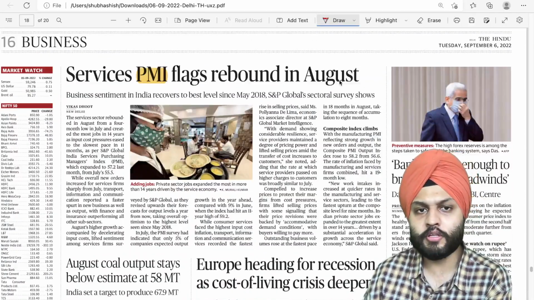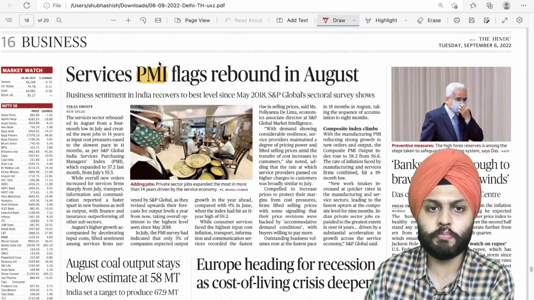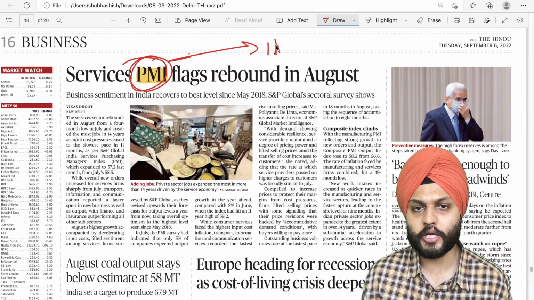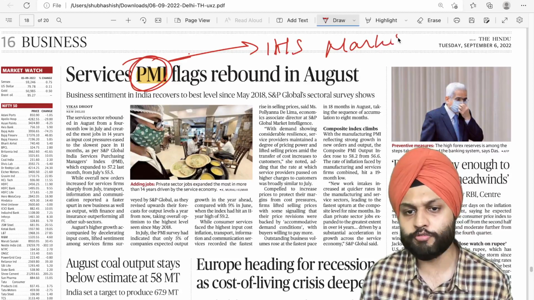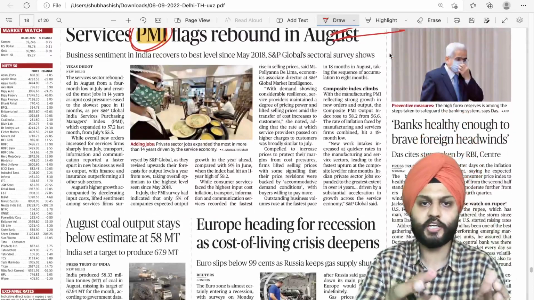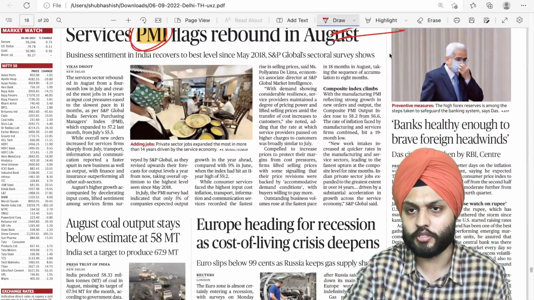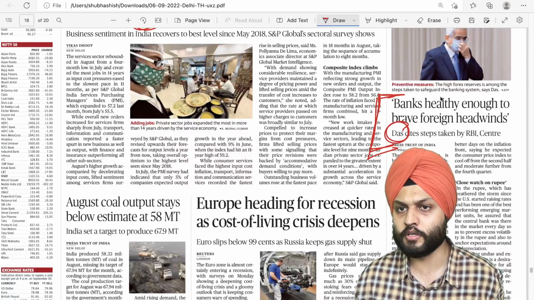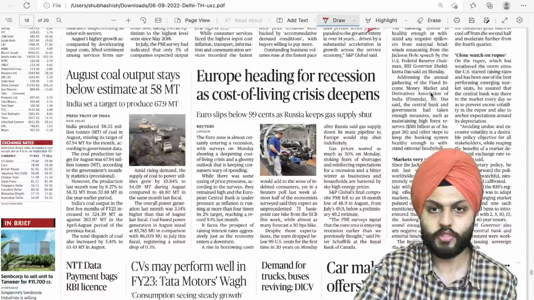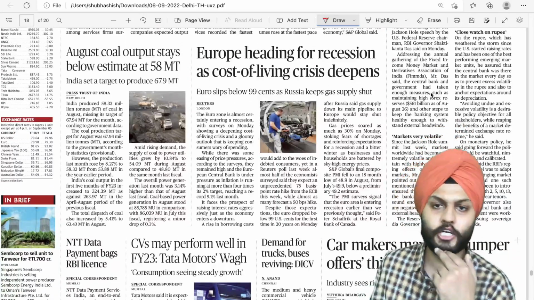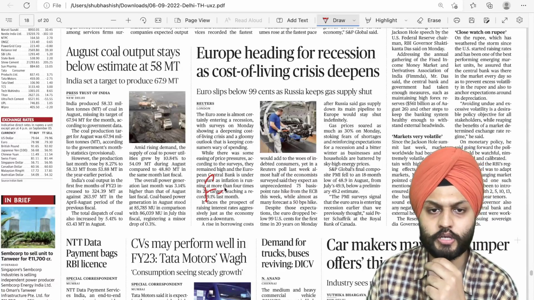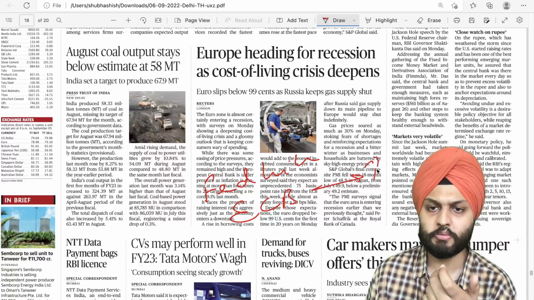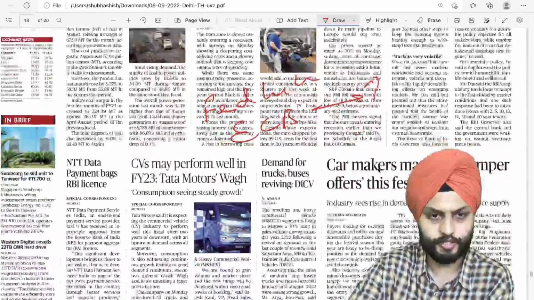Services PMI flags rebound in August. So services PMI. What is this PMI? Keep doing this. Purchase Managers Index is issued by IHS Market for India. So this is a not-for-profit initiative, right? So it basically says that it is going to do well in next August, in this coming August. Banks healthy enough to brave foreign headwinds, says the RBI governor. Europe heading for recession as cost of living crisis deepens. Inflation is increasing for us. We can expect a Fed hike like thing, or European Central Bank increasing the rate. When this happens, we expect an outflow of money from our country.